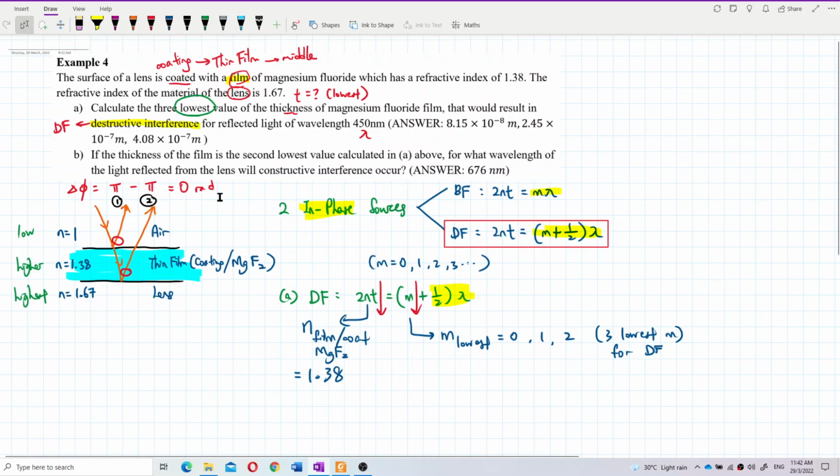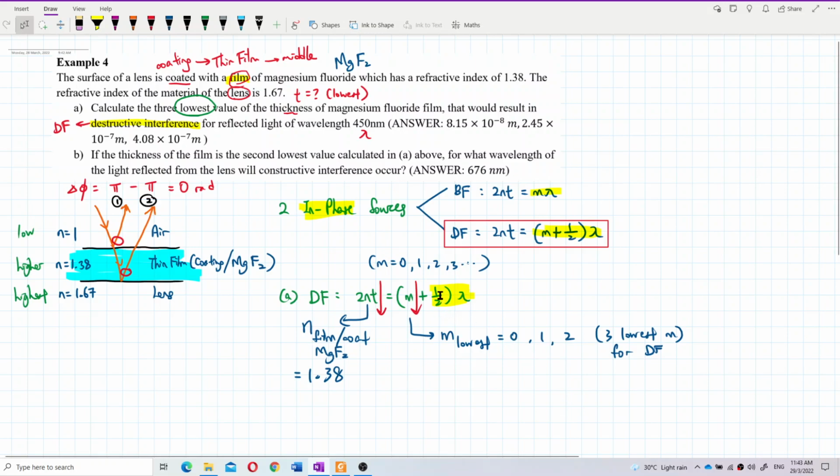Because the lens is not the thin film. The lens is not the coating. The lens is coated by magnesium fluoride, so magnesium fluoride is the coating. So this n is the n for the film, not the n for the lens. Remember that. Okay, so I want to find the t value, and I substitute with the 3 lowest orders.